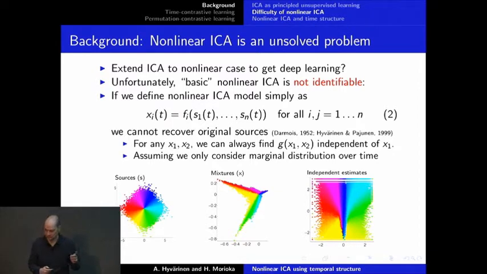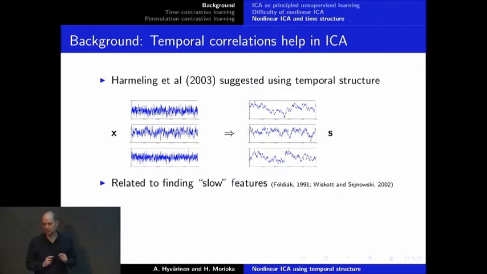But the underlying assumption here is that we are only looking at the marginal distribution over time, or some other sample index. Maybe t is not time, maybe it is some other kind of sample index. But if you break this assumption and use something else, maybe then we can proceed. So maybe temporal correlations would help us in finding ICA. This was already suggested by Harmeling and others in 2003.